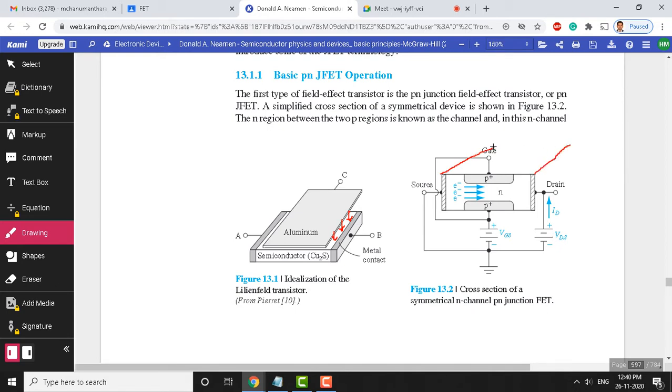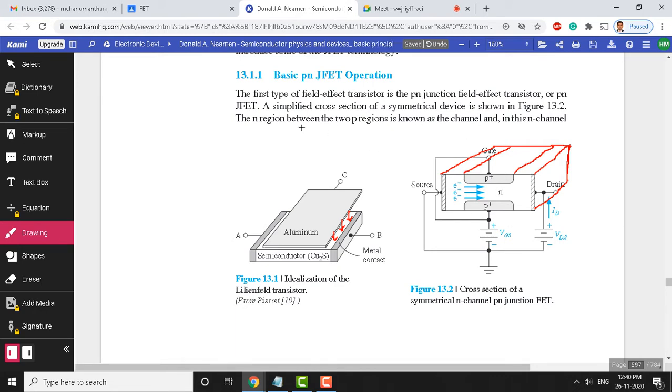Okay, like this. Okay, sorry, I am not good at drawing diagrams. So, you can make this kind of 3D shape, and the P plus region extends like this. Just imagine this is going to be a cross sectional view of a symmetrical device.